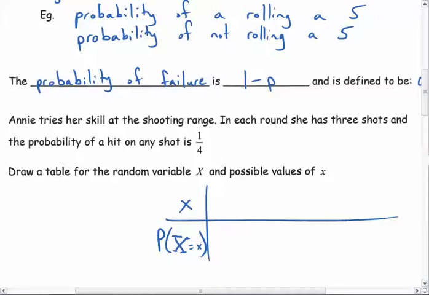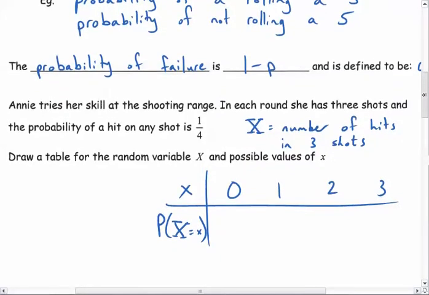So she has 3 shots, and we're saying that X is the number of hits in 3 shots. So what are the possible values? 1, 2, or 3. Anything else? Yeah, she could totally miss. So she could get all her shots, or she could miss everything. So we've got 4 different possibilities.